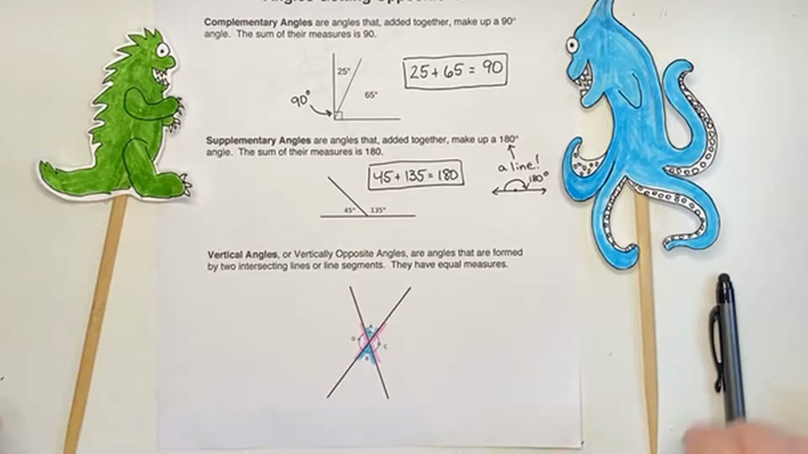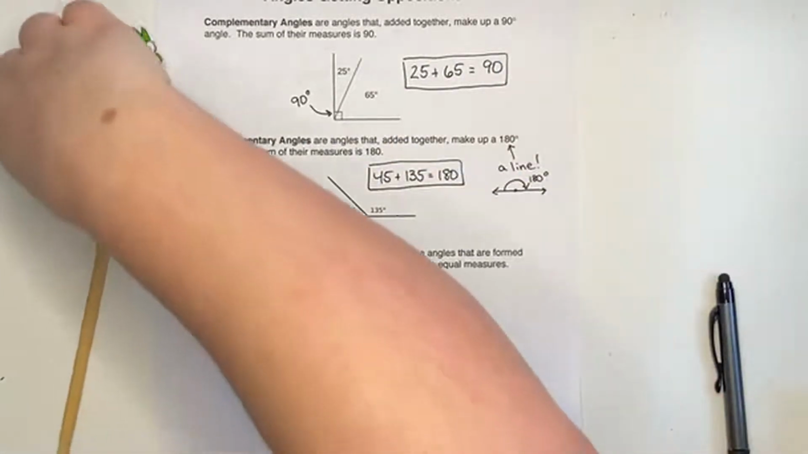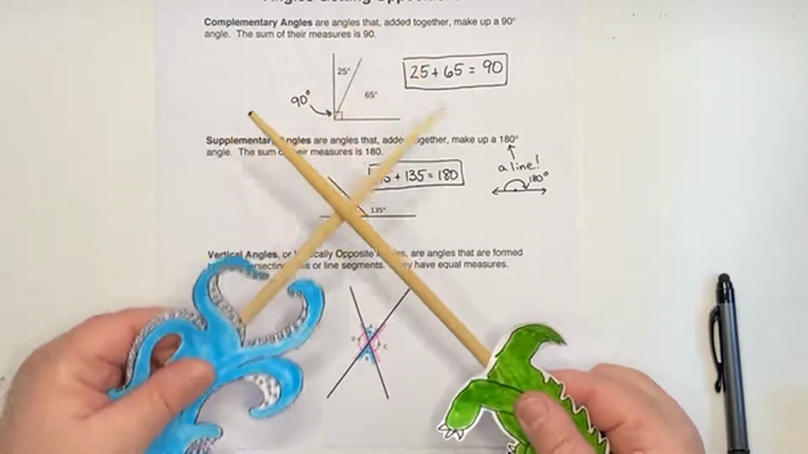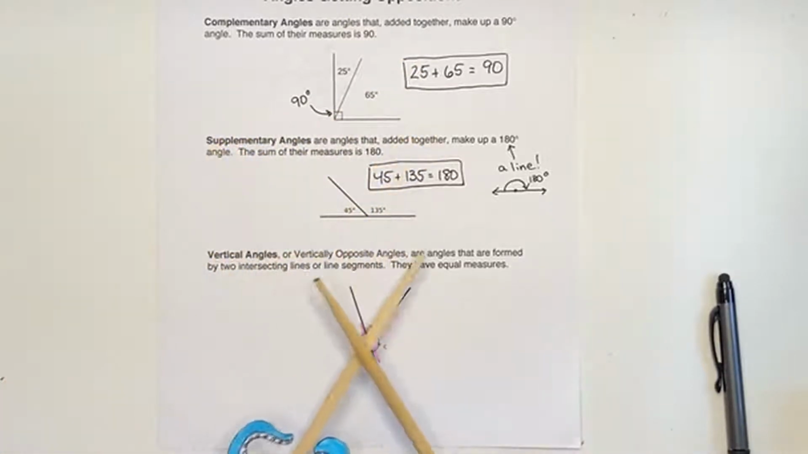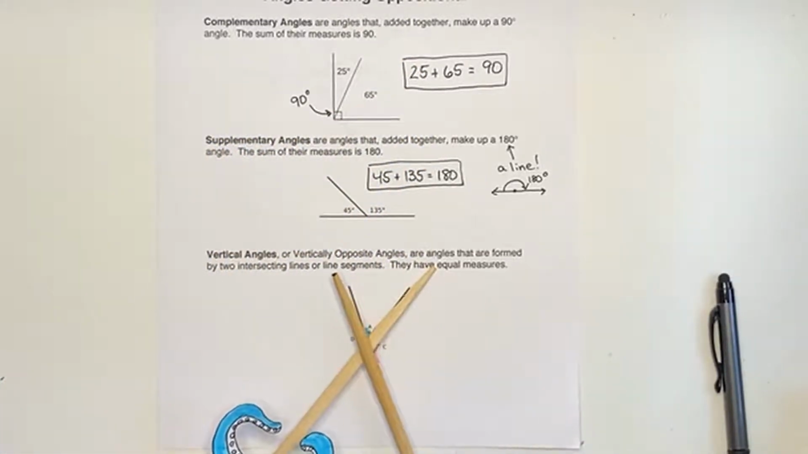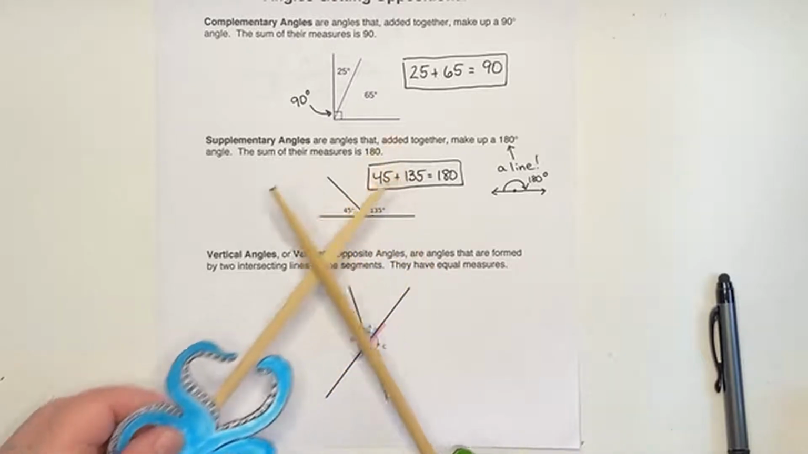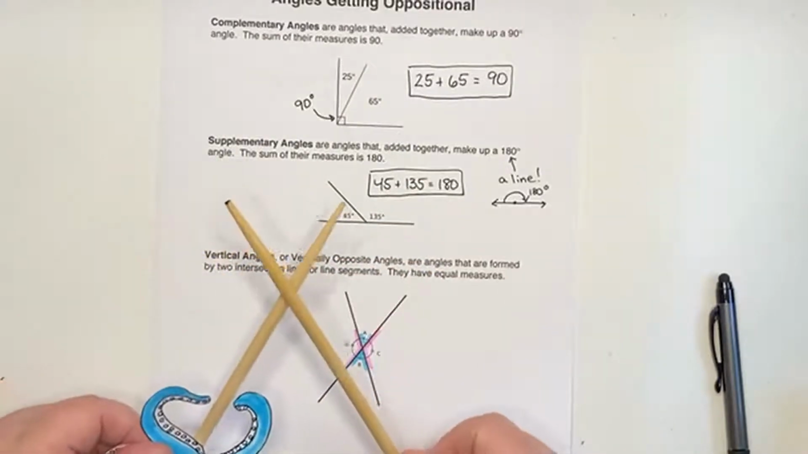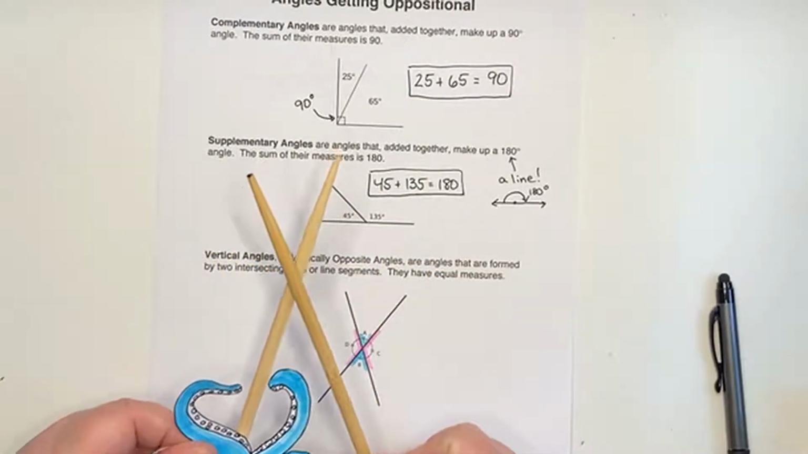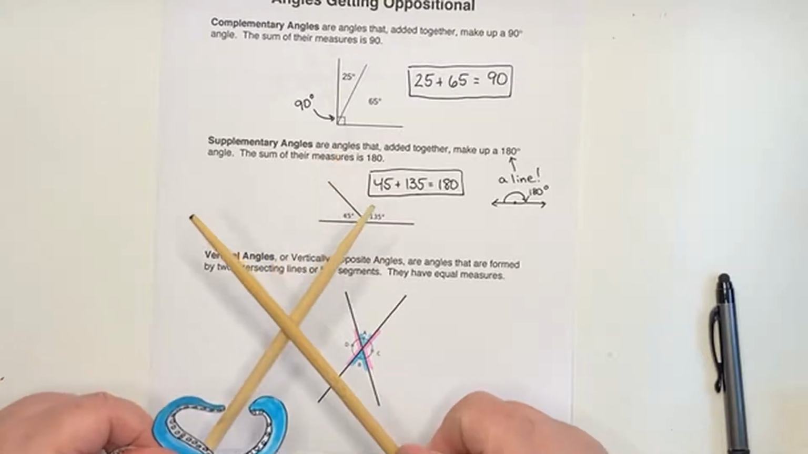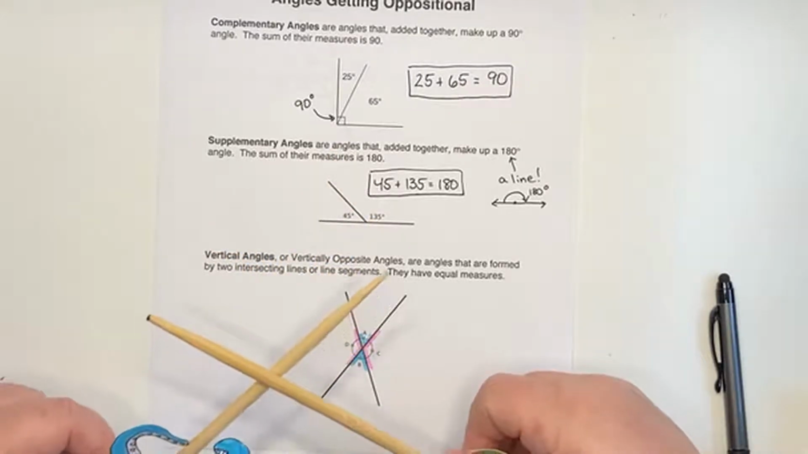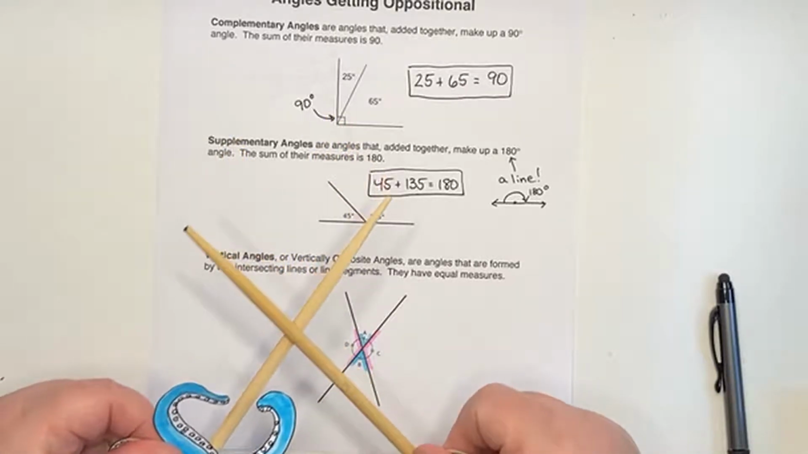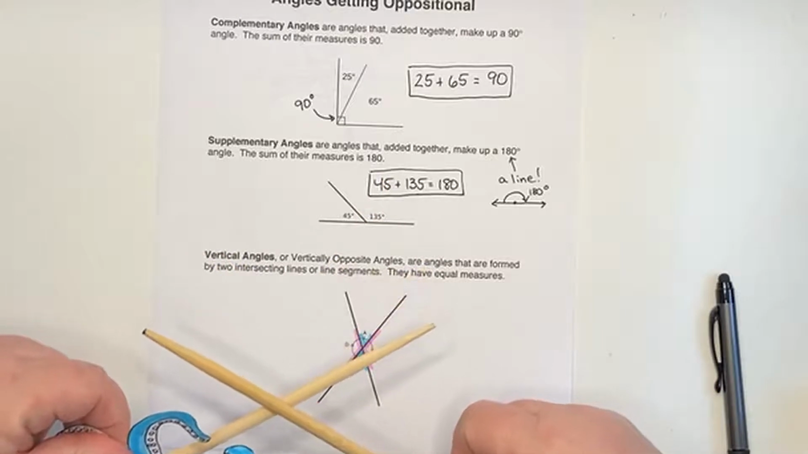Now, I'm going to ask my seafaring friends for a little help with this, using their puppet sticks. If we look just at these two angles right here, notice as I move the sticks, the two angles that are opposite each other get bigger at the same time and get smaller at the same time. Now the angles that are right next to each other are actually supplementary angles.